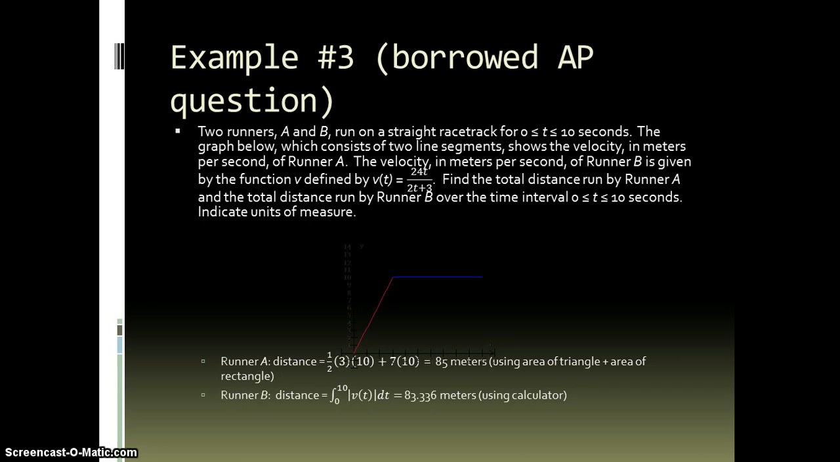For runner B, we just need to use our calculator. We're going to integrate from 0 to 10 of the absolute value of v of t dt. When we do so, we get 83.336 meters.